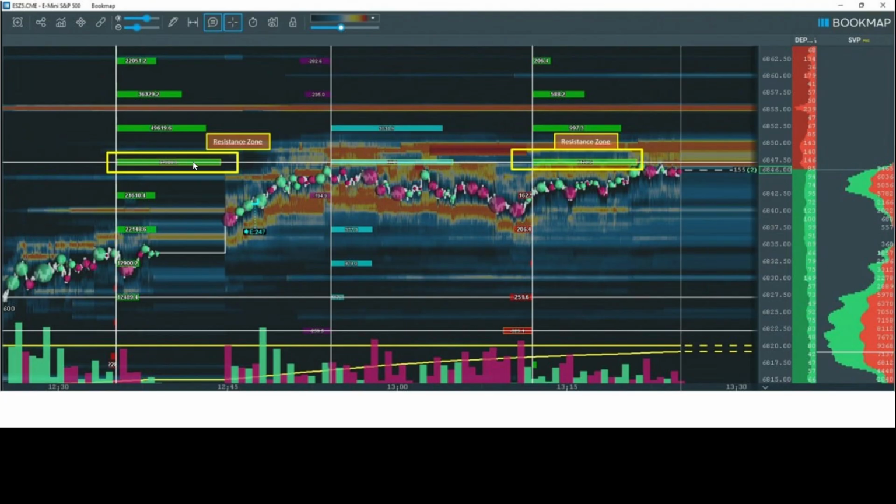This is the 0DTE. All these option positions are live positions that are playing at this moment for dealers or market makers.